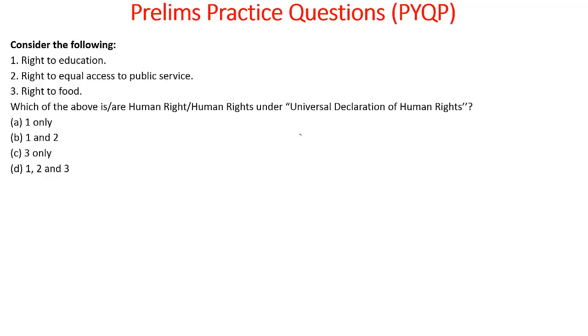Consider the following: right to education, right to equal access to public service, right to food. Which of the above is a human right under the Universal Declaration of Human Rights? The answer for this is 1, 2 and 3, because all of these are part of the Universal Declaration of Human Rights.